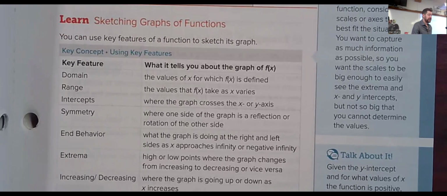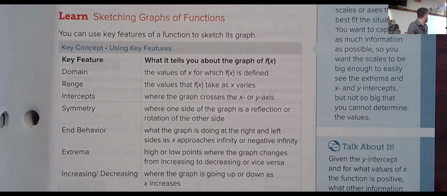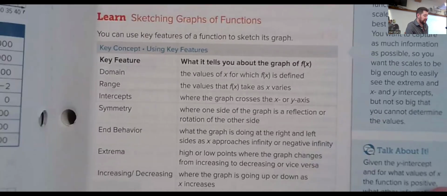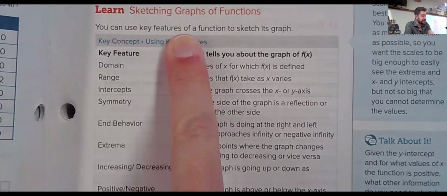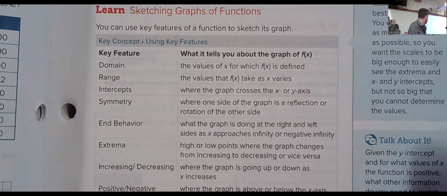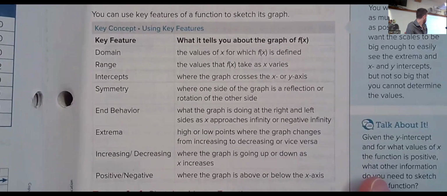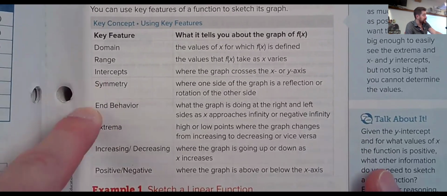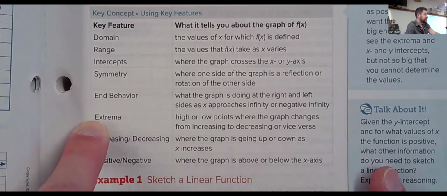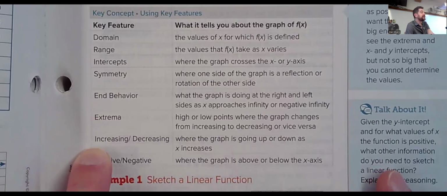Sketching meaning we're not going to do exact graphs, but we are going to use information that a problem tells us in order to create a sketch of what the graph could probably look like. So, using the key features. Key features of the graphs include domain, range, intercepts, be it x or y, if it has symmetry or not, what the end behavior is, if there are any extrema, whether that's relative or not, where the graph is increasing or decreasing.